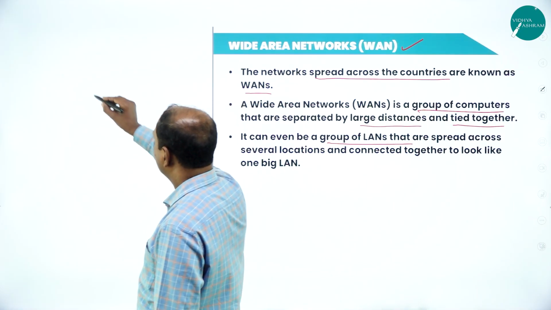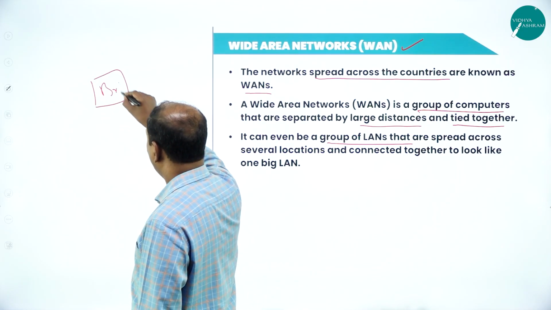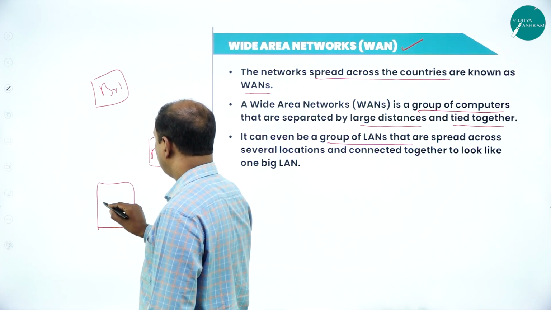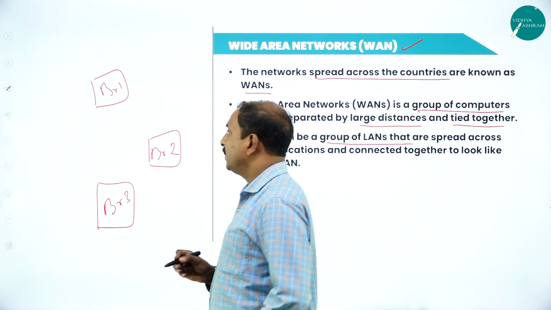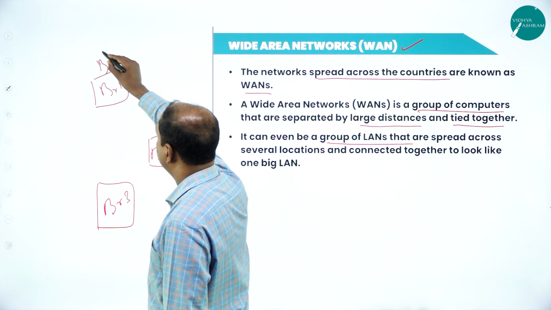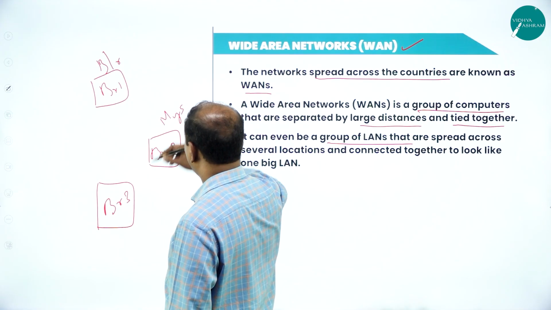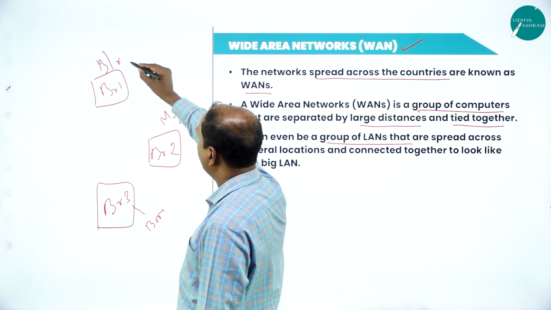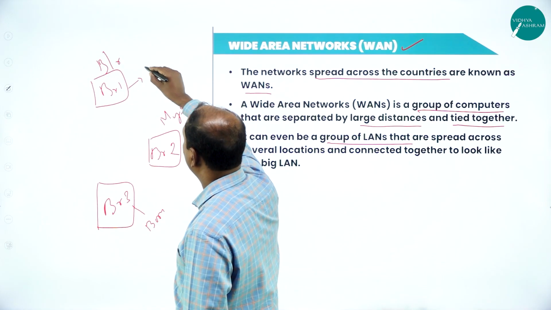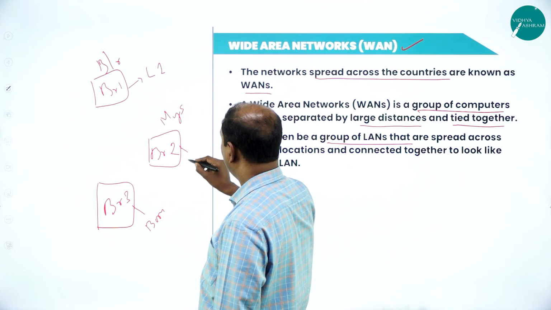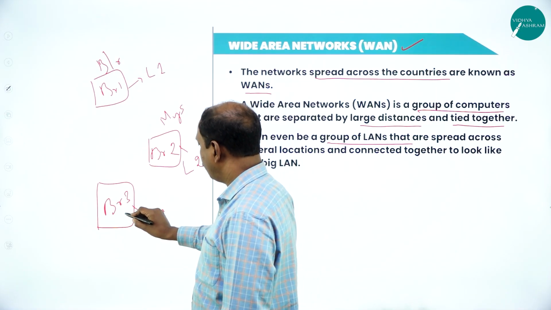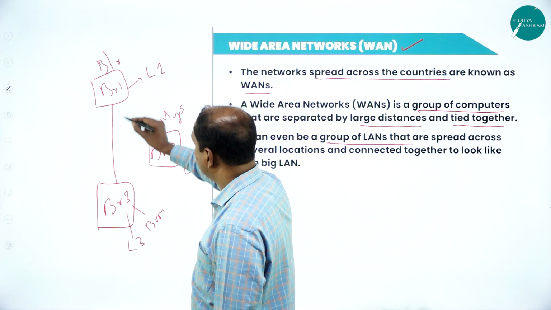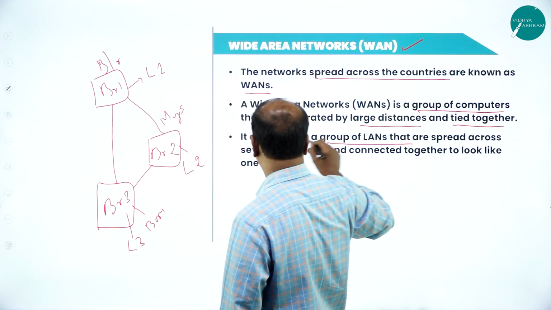For example, assume this is one office, this is branch 1, and we have another branch office, branch 2, and this is another, branch 3. For example, branch 1 is in Bangalore, this is in Mysuru, and this is in Bombay. The office in Bangalore, this branch office, has its own LAN. This is LAN 1, and similarly the Mysore branch has another LAN, LAN 2, and the Bombay branch has another local area network, LAN 3. And all these we connect together to form a network. So this is the definition of WAN, wide area network.